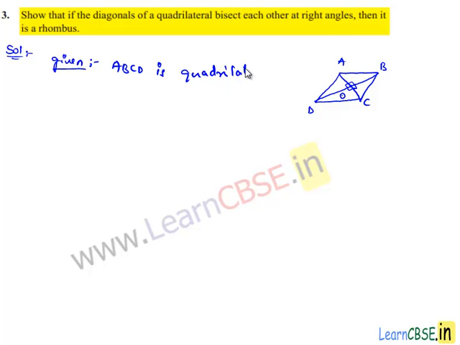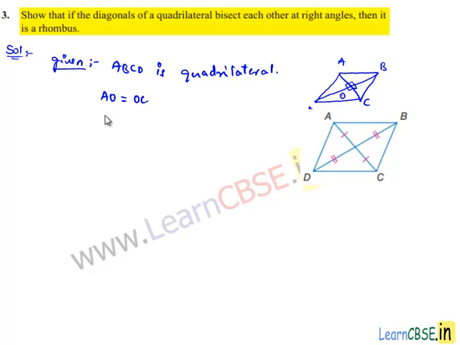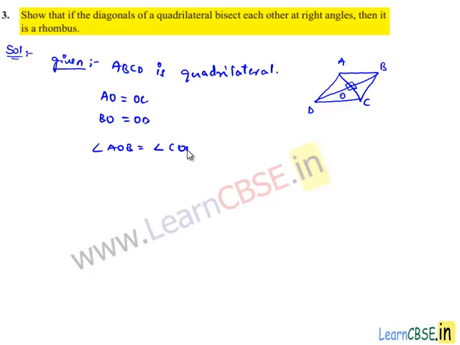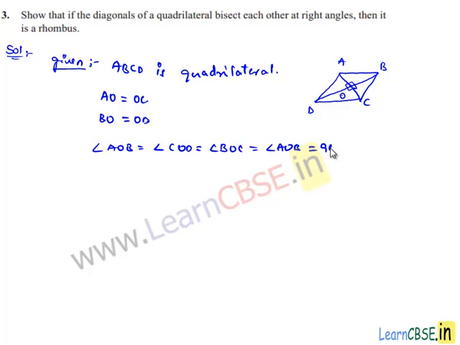So let us note down the given information that ABCD is a quadrilateral, and as AC bisects BD perpendicularly, we can say AO is equal to OC and also BO is equal to OD, and angle AOB is equal to angle COD is equal to angle BOC is equal to angle AOD is equal to 90 degrees.